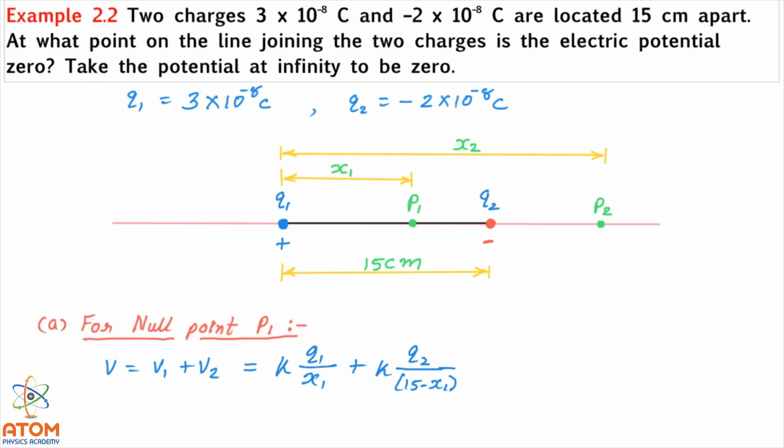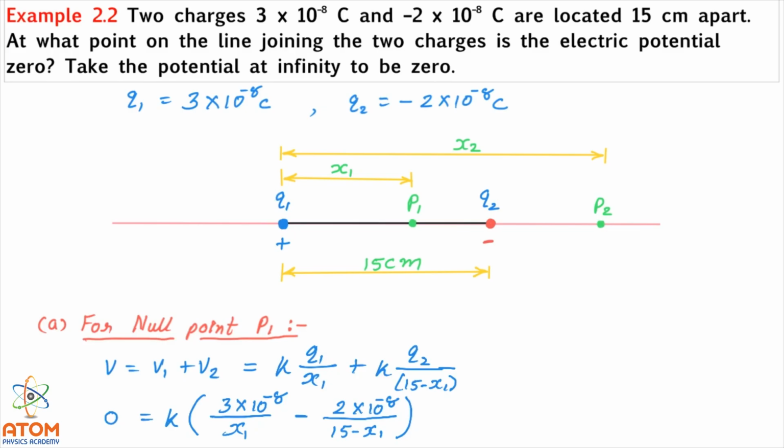And now we can put the values. Now because we are saying this is a null point, that means the potential here will be 0. So I can just put 0 here. Then k can be taken as common. Remaining is q1. Now q1 is 3 into 10 raised to minus 8 divided by x1, and q2 is minus 2, so I am putting here minus, and this is 2 into 10 raised to minus 8 divided by 15 minus x1. Mind well, this 15 is in centimeter, so the answer of x1 will also come in centimeter.